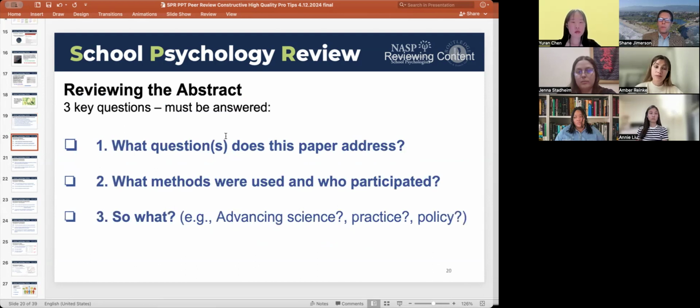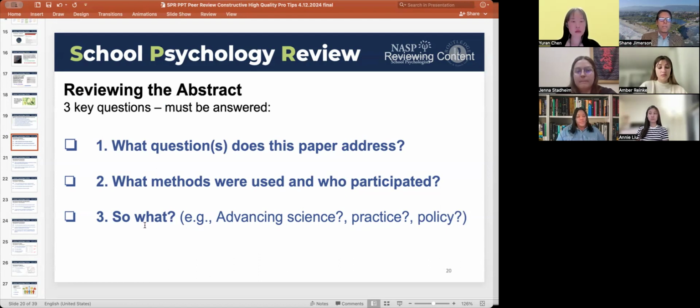Then going back and diving into each section, when you're looking at the abstract, there are 3 key questions that must be answered. What question or questions does this paper address? What methods were used and who participated? And then the big question is, so what? Does it advance science? Does it advance practice? Does it advance policy? Maybe some combination thereof.